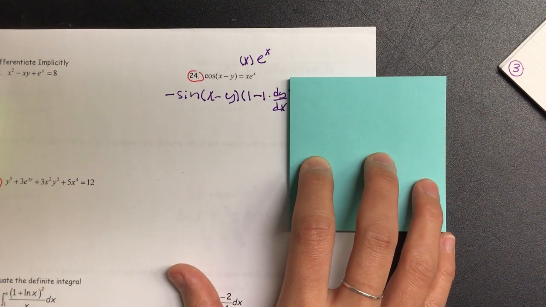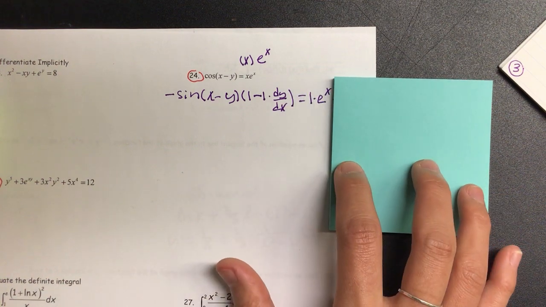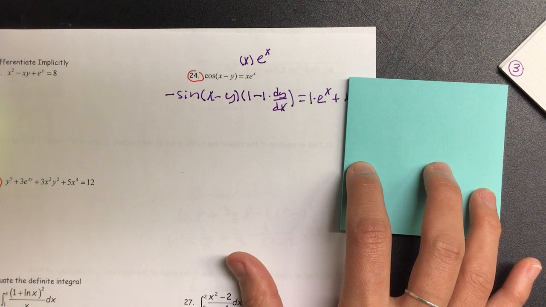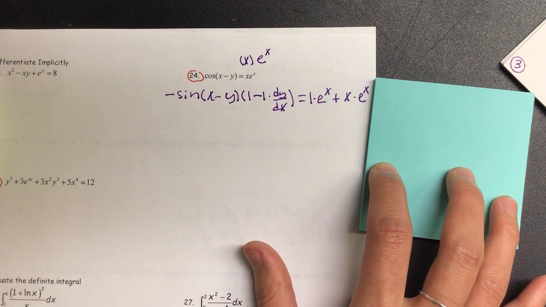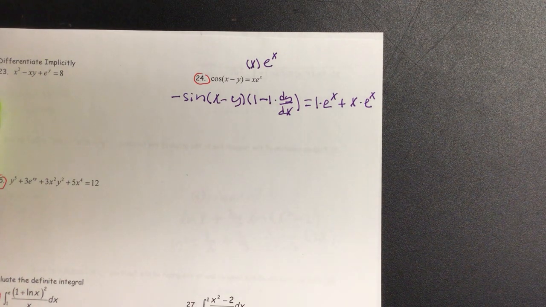And on the right side of the equation, we have a product rule. So first derivative is 1. Keep the second one, plus, keep the first, and the derivative of e to the x is e to the x. And then I'll write from there.